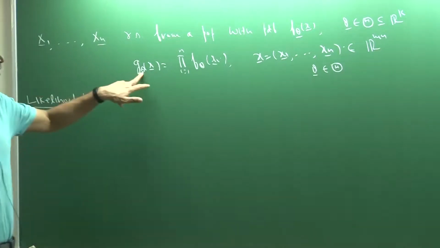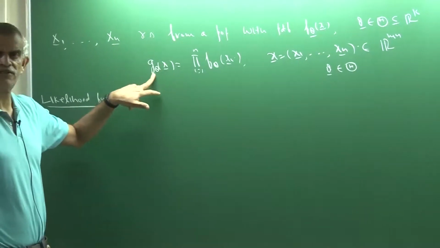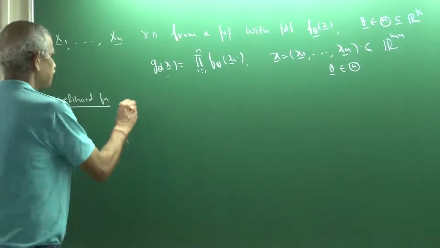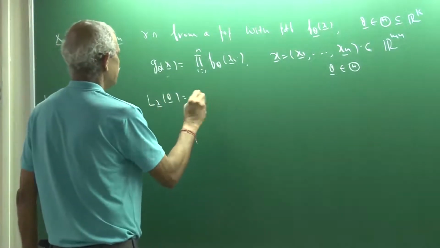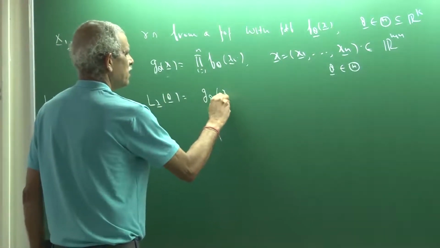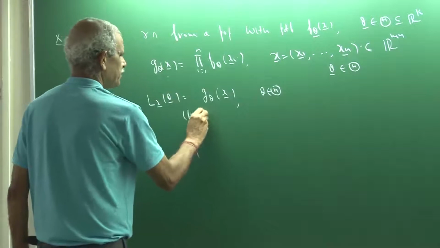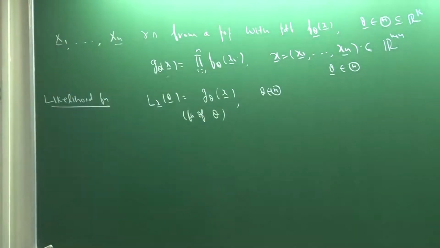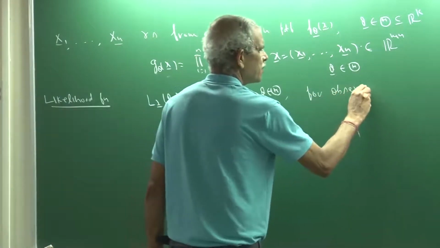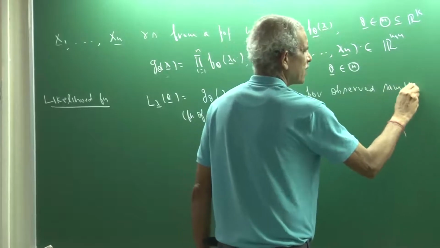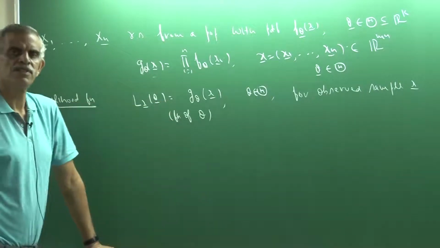So if we take this quantity for a fixed observed sample x as a function of theta, we call that a likelihood function. So Lx theta is defined as g theta x as a function of theta. So this is a function of theta for a fixed, observed sample x. So once a sample has been observed, I consider g theta x as a function of theta.